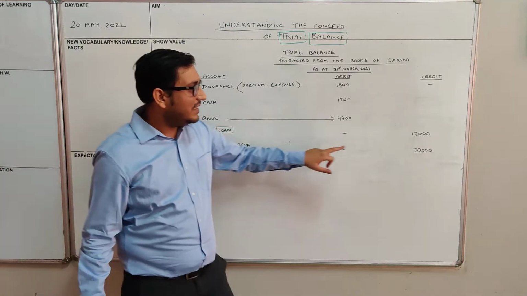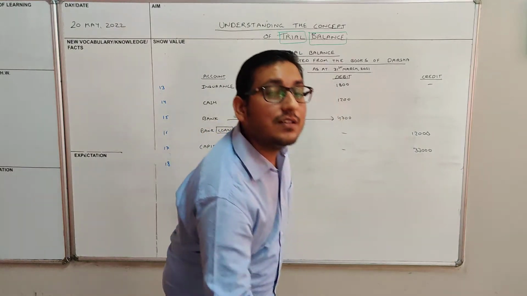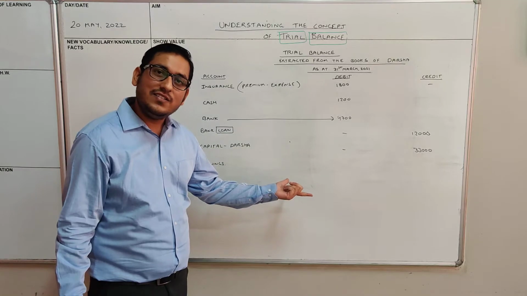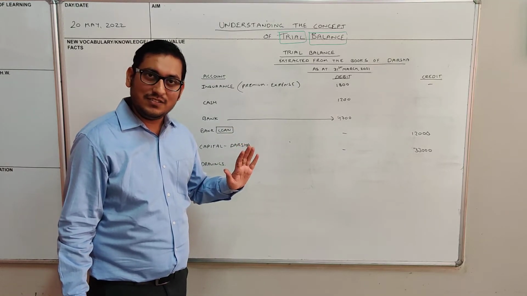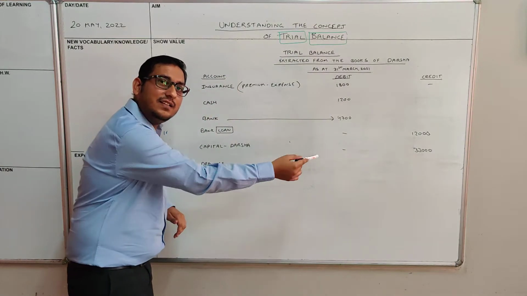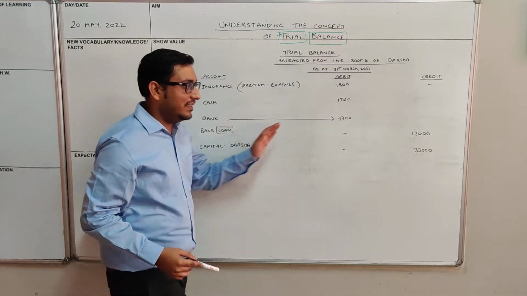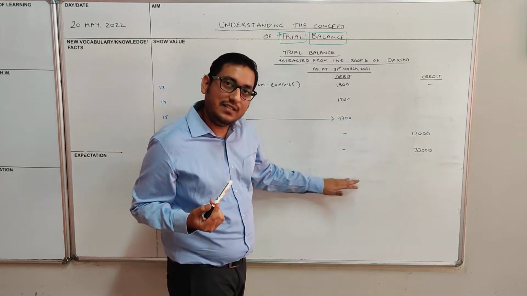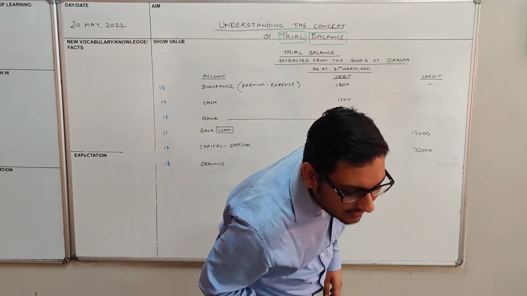So if capital is of credit nature, drawing will have a debit nature. Do you understand the concept? If capital is the investment of money, then drawing is the withdrawal of money. If capital is of credit nature, then drawing is always of debit nature. What is the amount of the debit? 6,000.